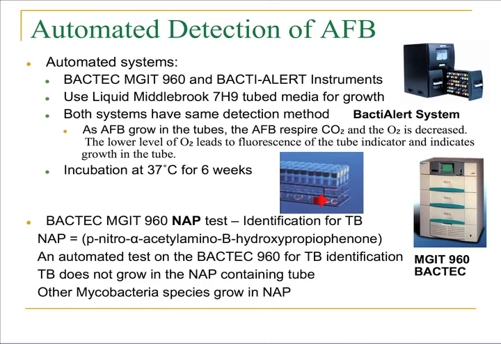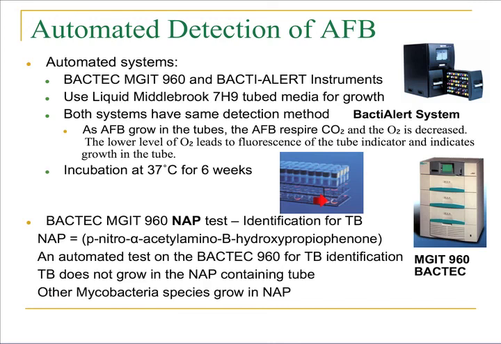There is also an automated test that you can use in the BACTEC MGIT 960 that can help you identify Mycobacterium tuberculosis. This is called the NAP test, N-A-P, which stands for that very long biochemical, which I will attempt to say for you: p-nitro-alpha-acetylamino-beta-hydroxypropiophenone. This is a biochemical test which can detect within 5 days if the organism is TB or not. TB will not grow in the NAP test, where your other Mycobacteria species will.